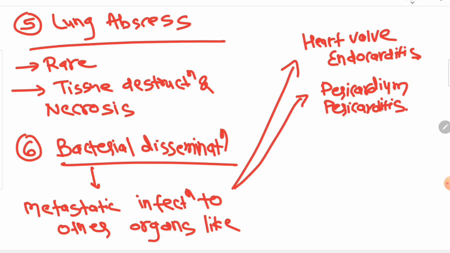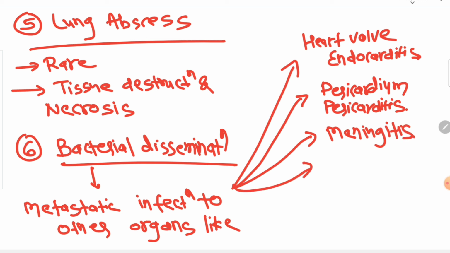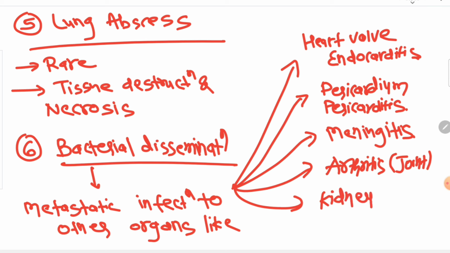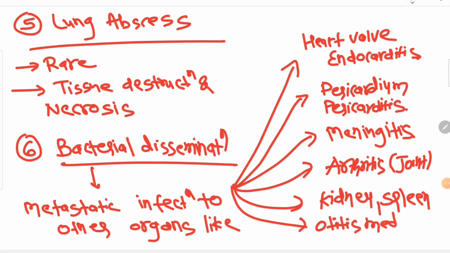Infection can spread into meninges as well, which is known by the name meningitis. Infection can spread in the joint as well, which is known by the name arthritis. Infection can spread into the kidney, it can spread into the spleen, and surprisingly it can spread into our middle ear as well, which is known by the name otitis media. So all these secondary infections can develop due to pneumonia, that is known by the name bacterial dissemination.